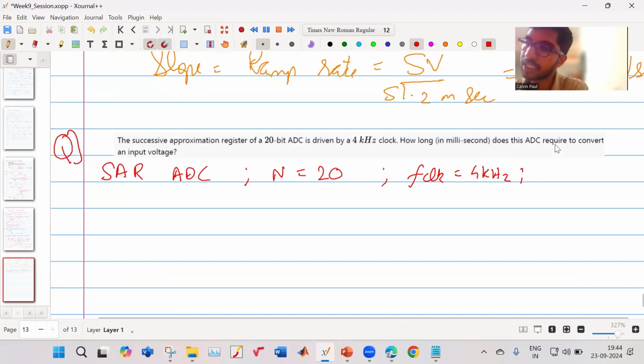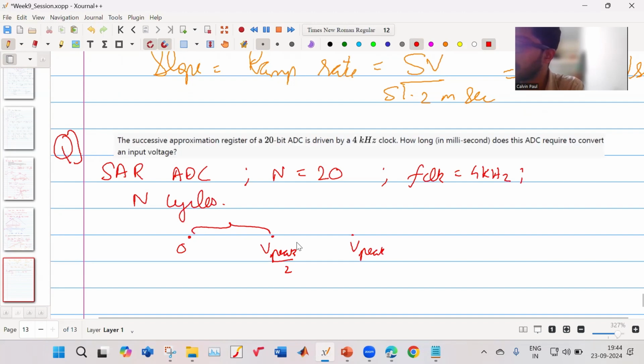We will consider the worst case scenario, which is that it will take n cycles. It is a successive approximation ADC. Between 0 to V peak, it will check at V peak by 2 in which range the input is there. Like that, it will go on iteratively, so it will do it for n cycles.